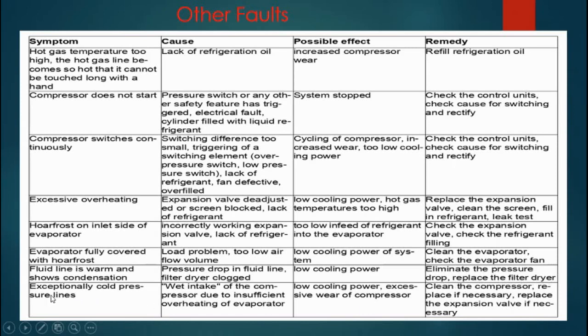And the last symptom, exceptionally cold pressure line, wet intake of the compressor due to insufficient overheating of the evaporator. Its possible effects are low cooling power, excessive wearing of the compressor, and its remedy is to clean the compressor, replace if necessary, replace the expansion valve if necessary. So these are the other faults which we can find with symptoms, and we can clear them. You can see the remedies.